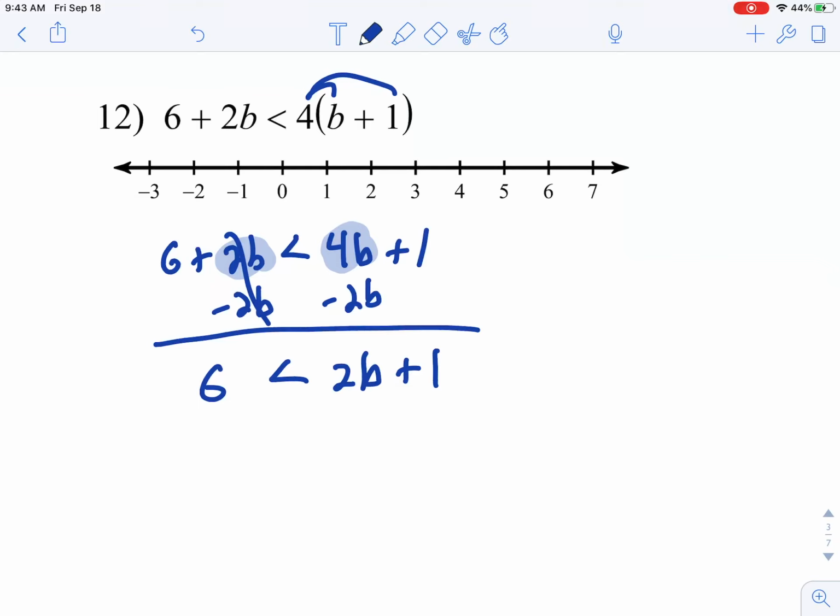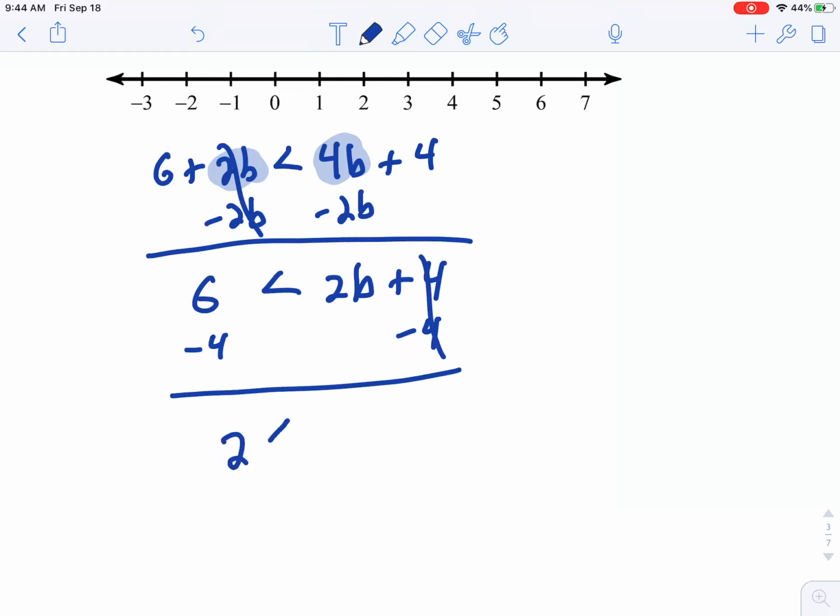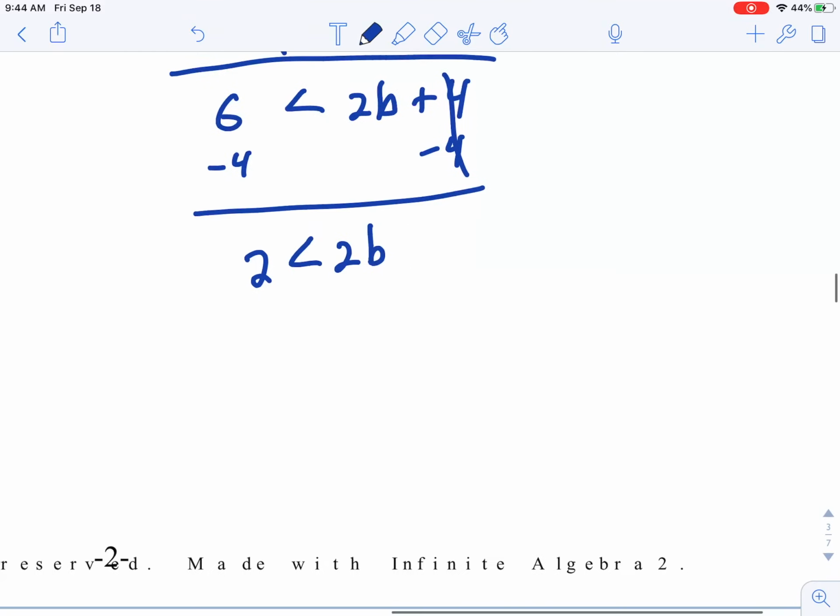If you see the mistake, tell me in the comments. 4 times 1 is not 1. 4 times 1 is 4. Duh. Okay, we can continue. Minus 4 on both sides. 2 is less than 2b. Divide by 2. Oh, 1 is less than b.